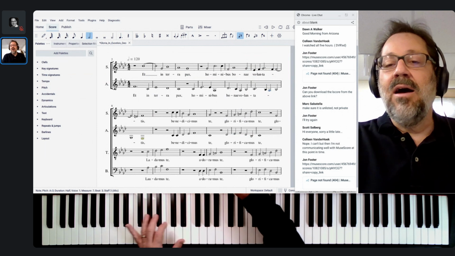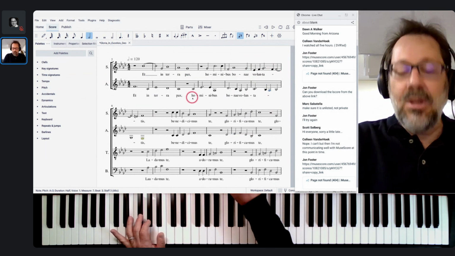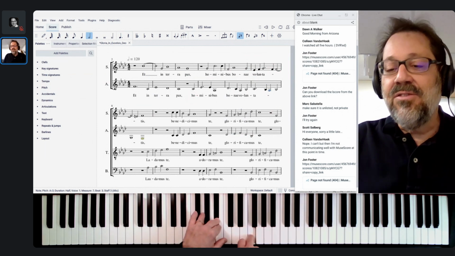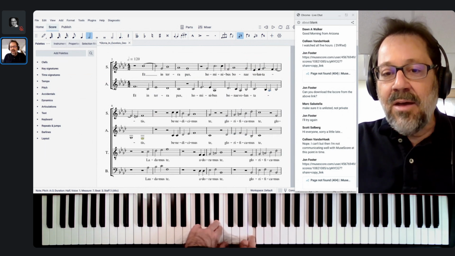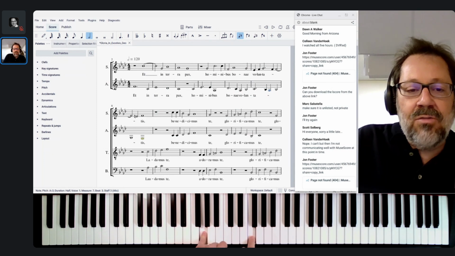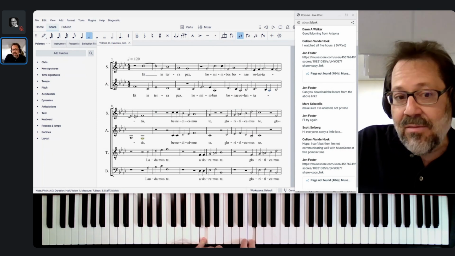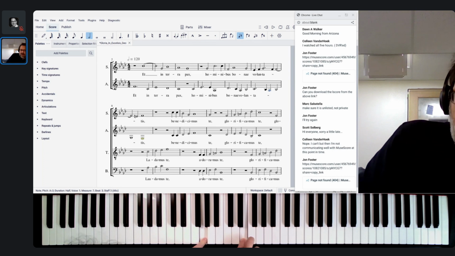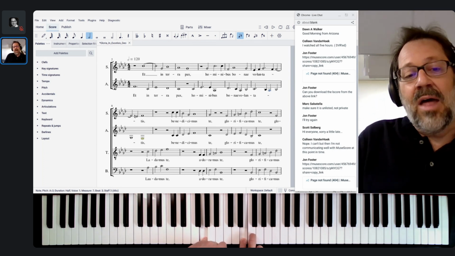And then we have a fifth. And then we have this really cool thing here that happens. This is a really cool thing. The F against the B flat. Then the B flat goes down to G and creates another seventh. And then the soprano comes down to resolve that dissonance again.